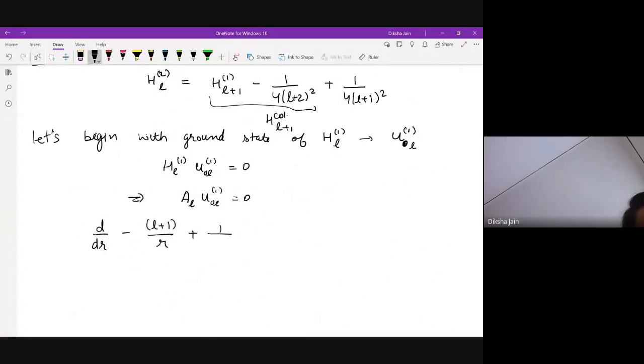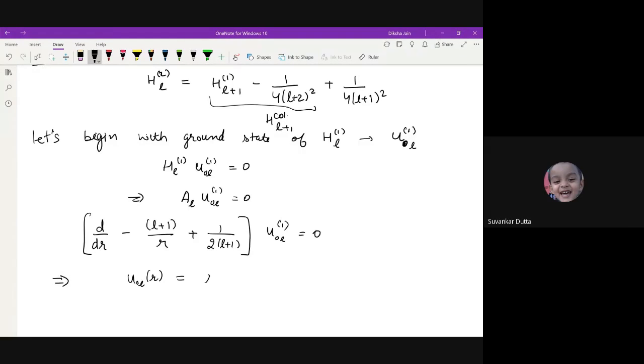Plus 1 by 2 L plus 1. This is A acting on U0 L of 1 is 0. So this is the ordinary differential equation. You can solve it and you can find that U0 L of R is R. How did you find the superpotential?